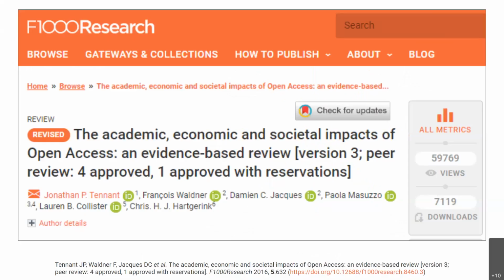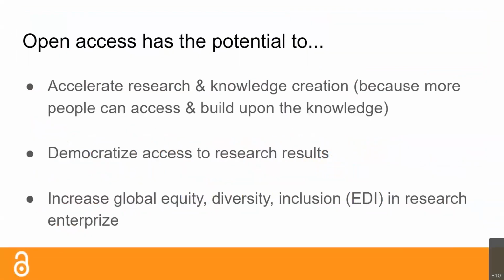Again, these are just more things you can follow up on later. This is a nice article that is very comprehensive in all of the different positive impacts of open access on the literature. Economic, academic, societal, everything. So really making the research publicly available to everybody has the potential to accelerate that research and knowledge creation.